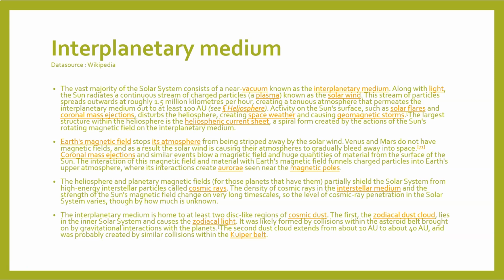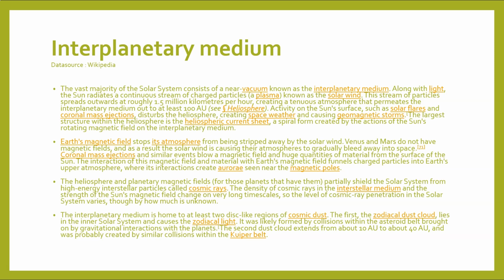Activity on the Sun's surface, such as solar flares and coronal mass ejections, disturbs the heliosphere, creating space weather and causing geomagnetic storms. The largest structure is the heliospheric current sheet, a spiral form created by the action of the Sun's rotating magnetic field on the interplanetary medium.